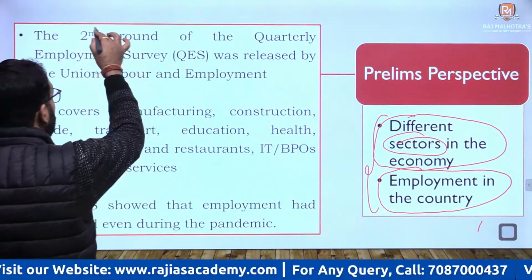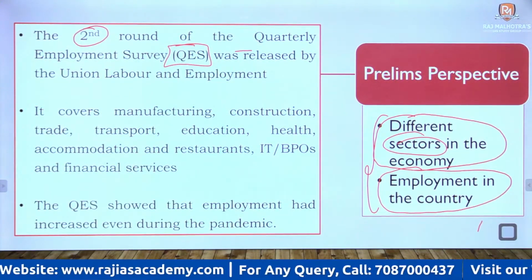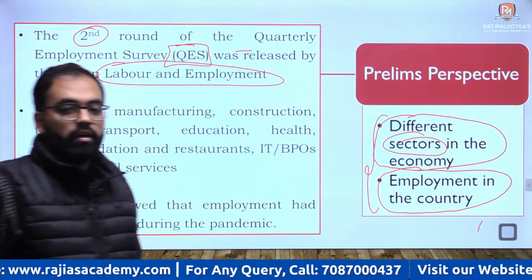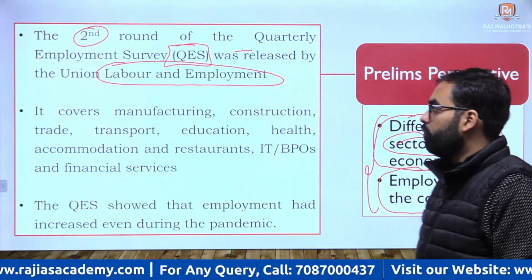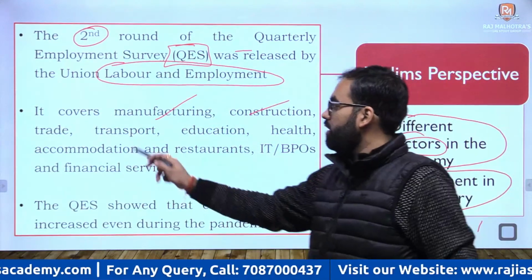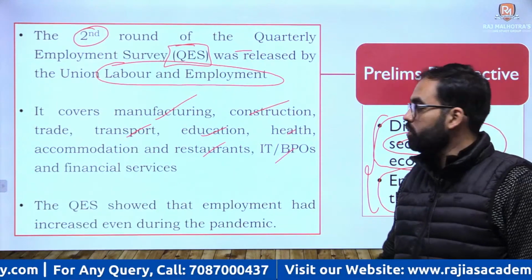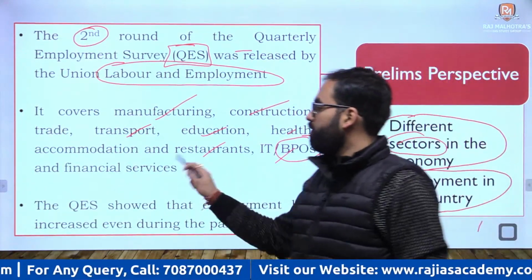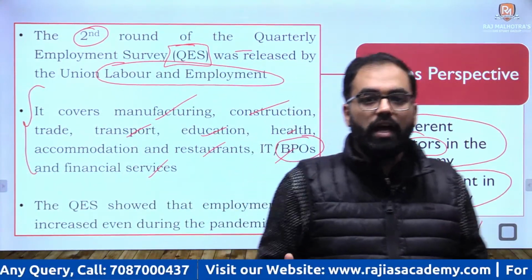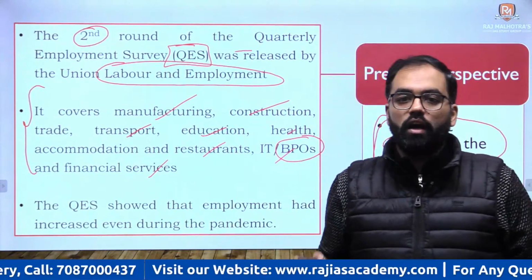So this was the round 2 of the QES, that is the quarterly employment survey, that was released by the Union Labour and Employment Ministry, right? What are the findings and which are the sectors we are talking about? They are manufacturing, construction, trade, transport, education, health, accommodation and restaurants, IT and BPOs, that is the business process outsourcing, and financial services. So almost covering the entire spectrum of the major employment opportunities in the country, right?